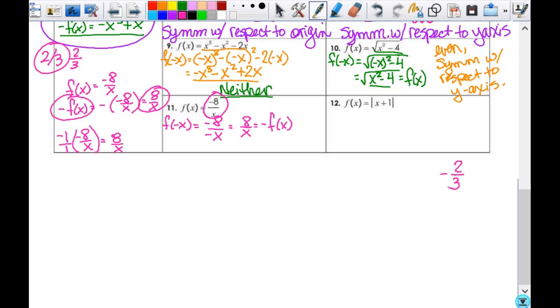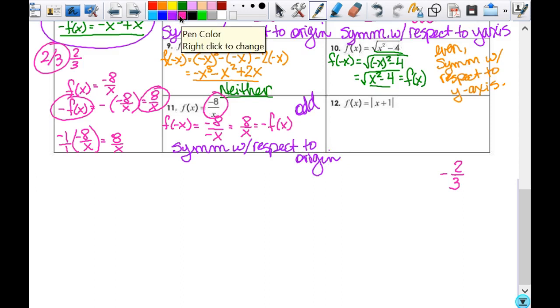Okay. All right. So since it equals negative f of x, is this even, odd, or neither? Odd. So this is an odd function, and I say that it is symmetric with respect to the origin. Yes, good. Everybody okay with that? I'll take that as a yes. Let's look at 12.